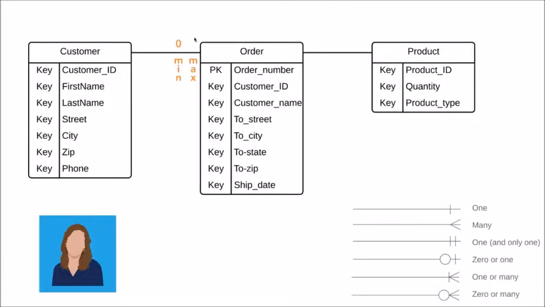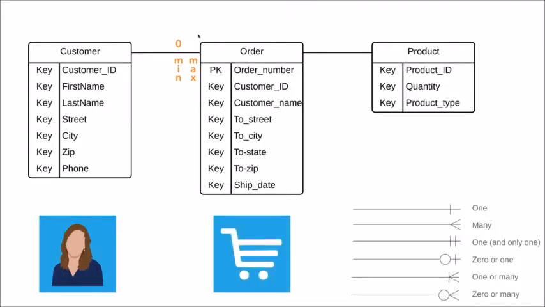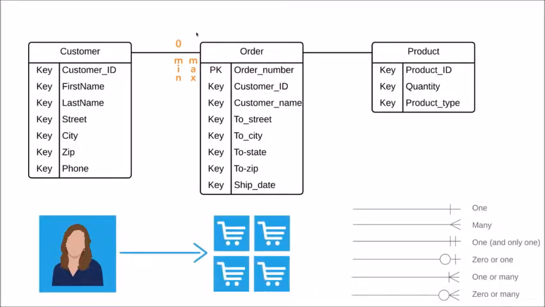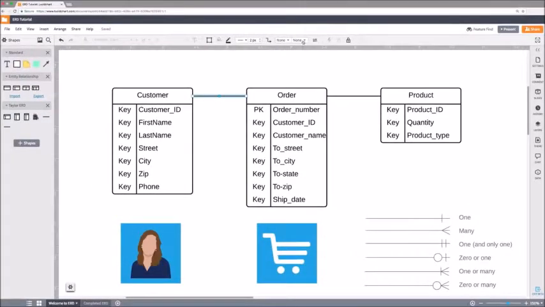Now we have to think about the maximum. What are the maximum number of orders that a customer could have? Well, as you probably already know, a customer can have infinite orders. In the case of Snuggies, you can never just have one Snuggie. So to show that, we'll use this zero or many crow's foot notation.